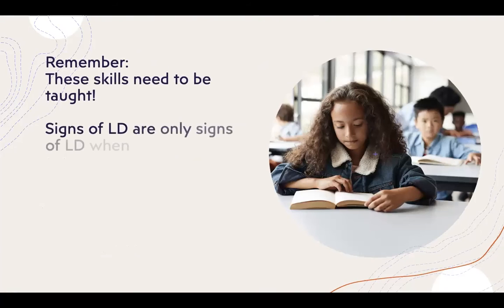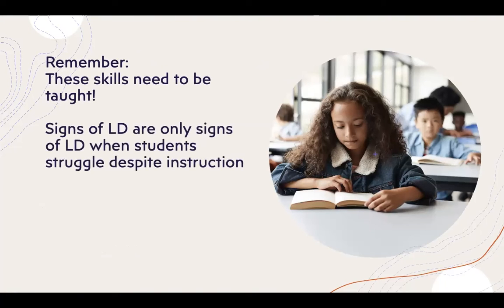So just a quick reminder that these skills do need to be taught, right? So we're not expecting students who haven't had instruction, for instance, to be good at these things. And signs of learning disorders are only signs when students struggle despite instruction. So for instance, sometimes parents are concerned about certain things, and then we find that that unit was maybe moved, or perhaps the teacher hasn't instructed on that specific aspect yet. So we want to make sure that students are getting instruction.